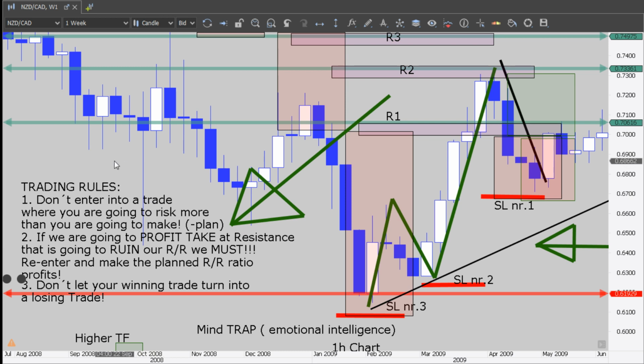I always use wide stops. You can use wide stops, just be careful not to risk too much.